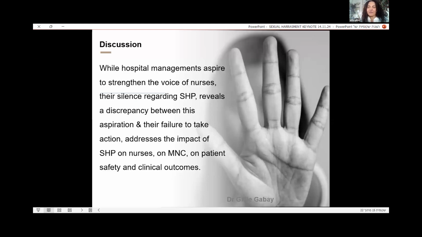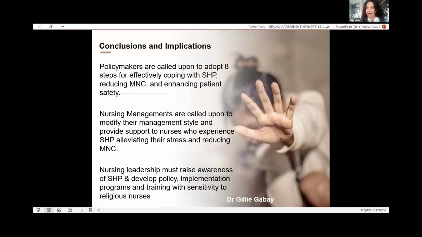And there's a paradox in this phenomenon. The paradox is that while hospital managements aspire to strengthen the voice of nurses, and they always say, we want nurses to voice their opinions and tell us what they think, they are silent about sexual harassment against nurses. This is a strong discrepancy between this aspiration and declarations and the failure to take action to address the impact of sexual harassment on nurses and on missed nursing care, on patient safety, and on clinical outcomes.